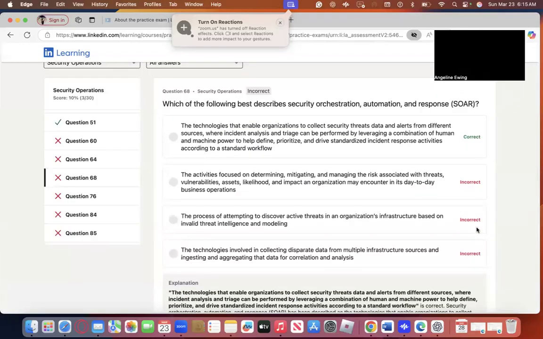Which of the following best describes security orchestration, automation, and response? The technologies that enable organizations to collect security threat data and alerts from different sources, where incident analysis and triage can be performed by leveraging a combination of human and machine power to help define, prioritize, and drive standardized incident response activities according to a standard workflow.